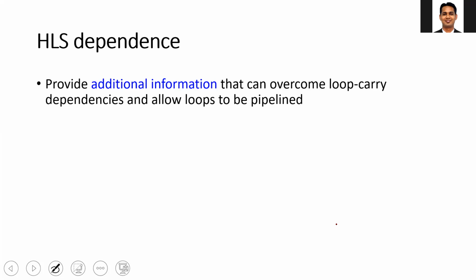In some cases, dependencies are not there, but because of the way you write the code, the tool assumes that there is a dependency. In that case, you can provide additional information to the tool telling it that there is no dependency here, or there is a dependency here, so take care while designing the architecture. So using these pragmas, you are giving the tool additional information about whether there is a possibility of a dependency or not.